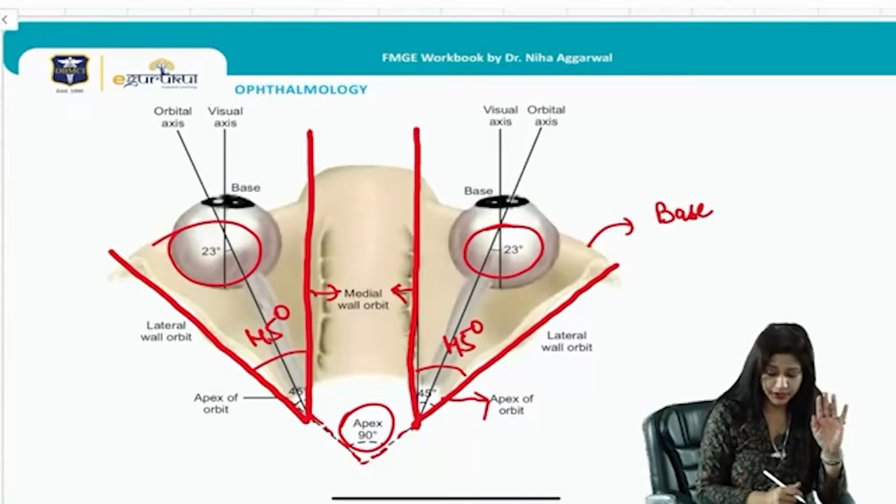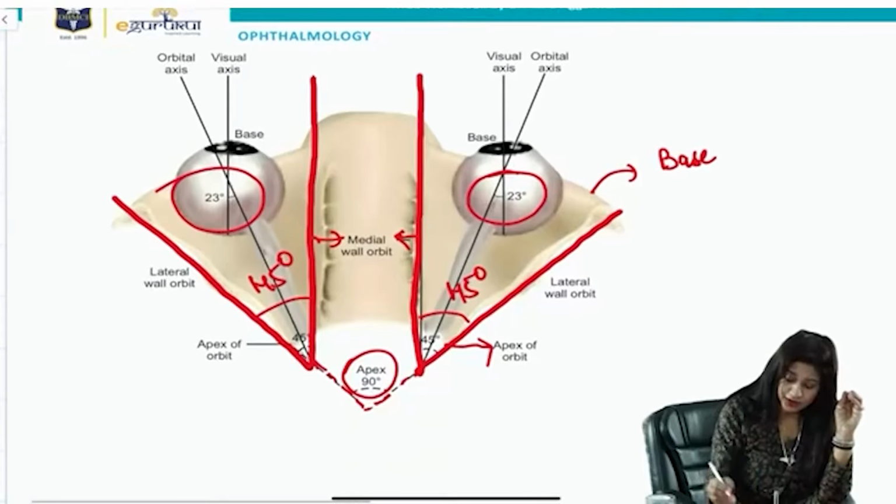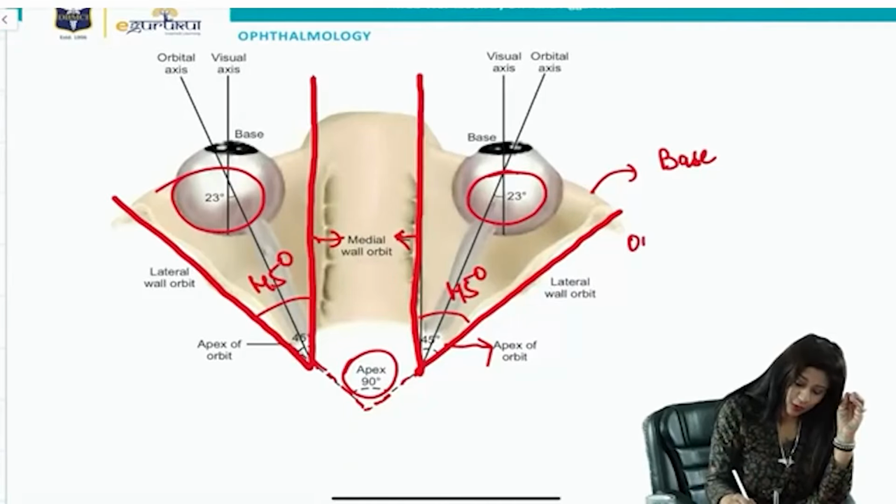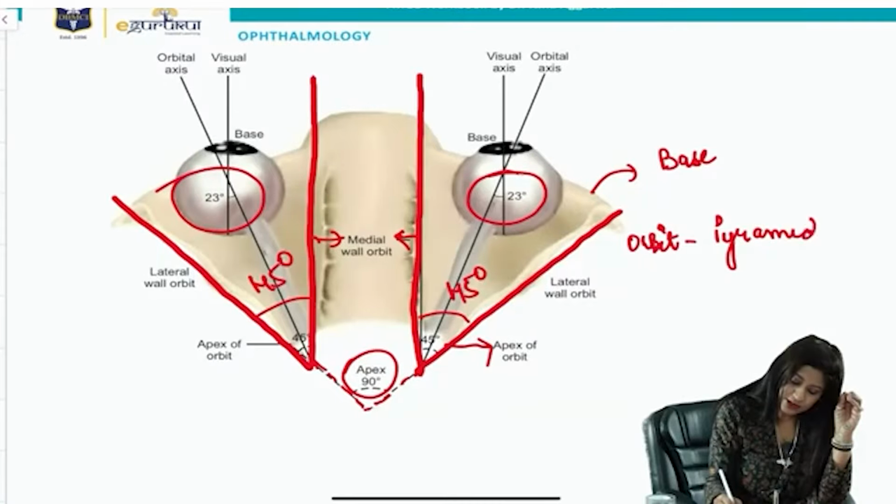That is the orientation. Now we can write the shape of the orbit. The orbit is pyramidal, or you can say conical, and the volume is 30 cc.